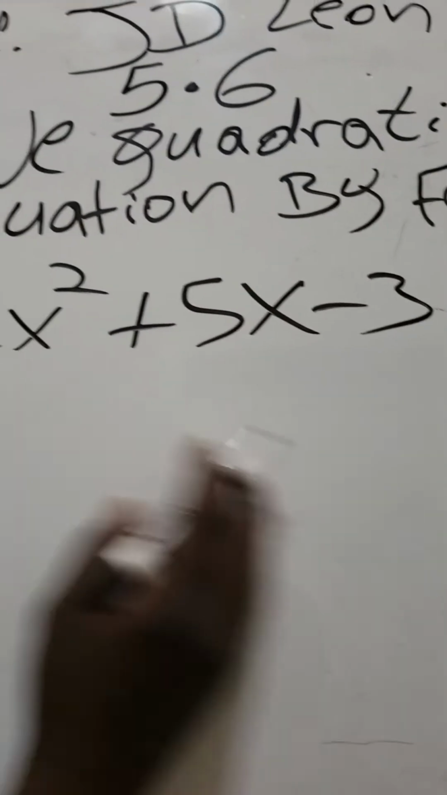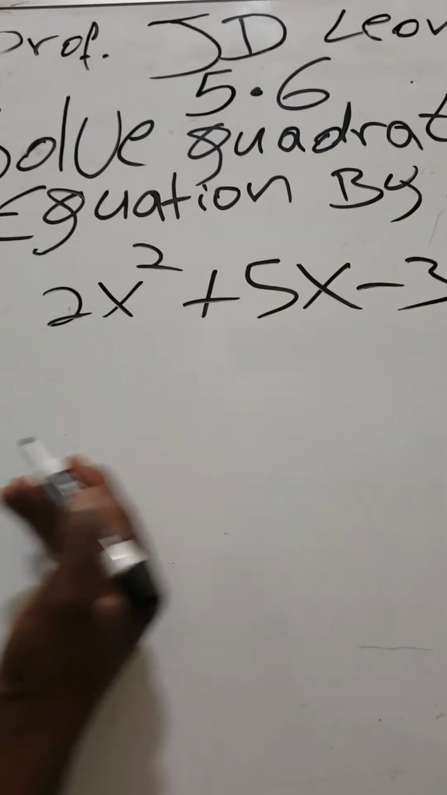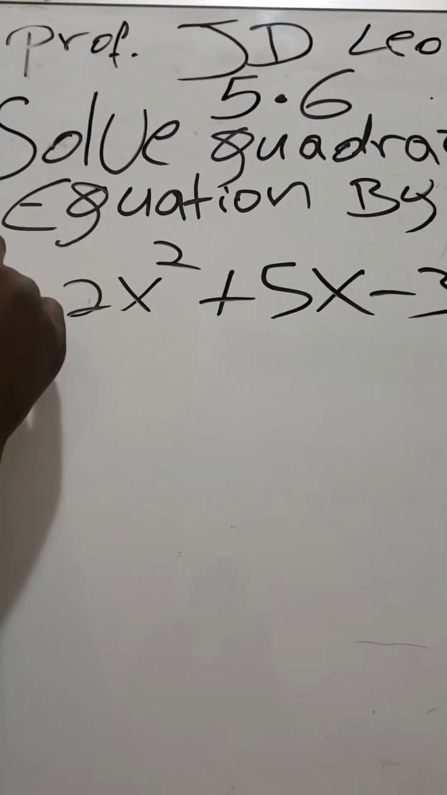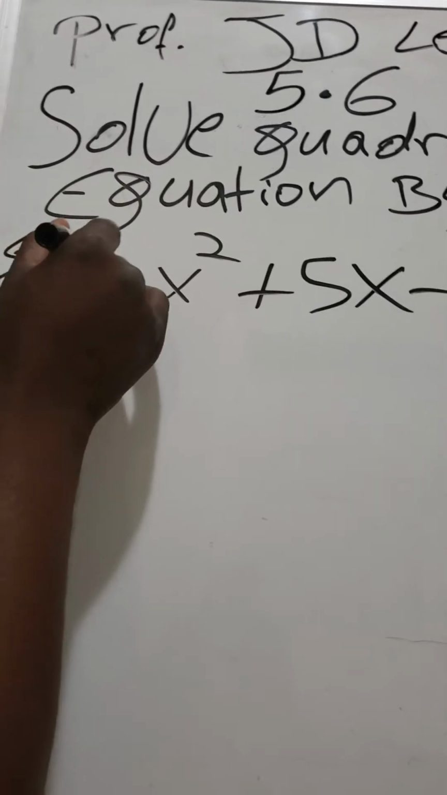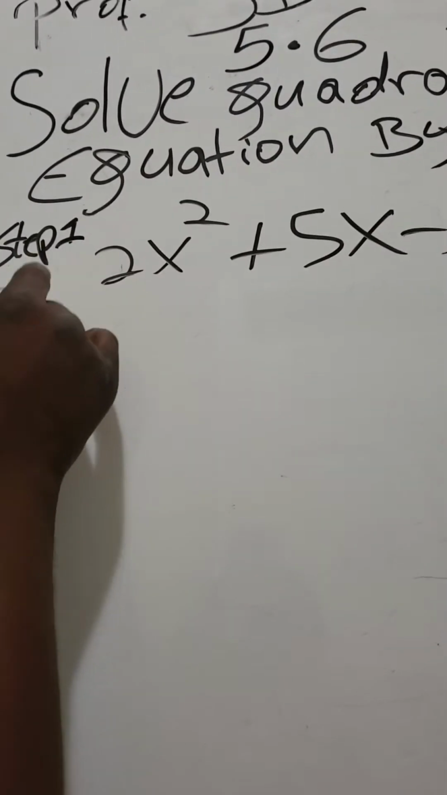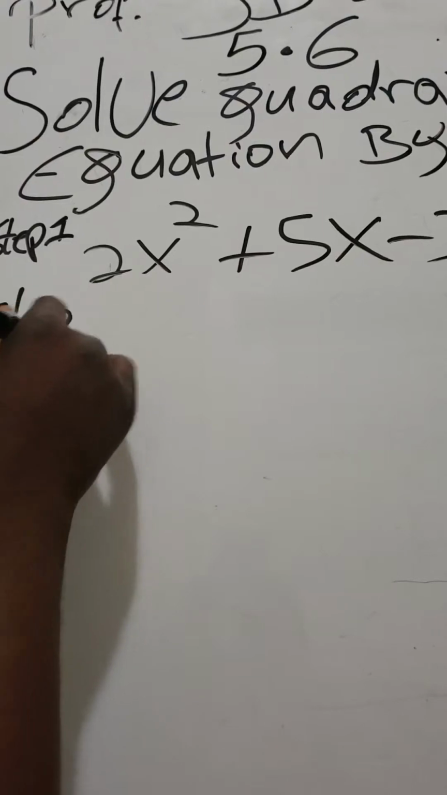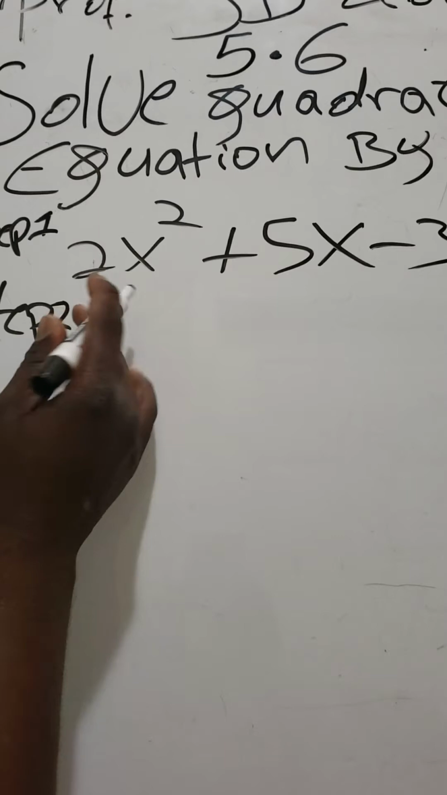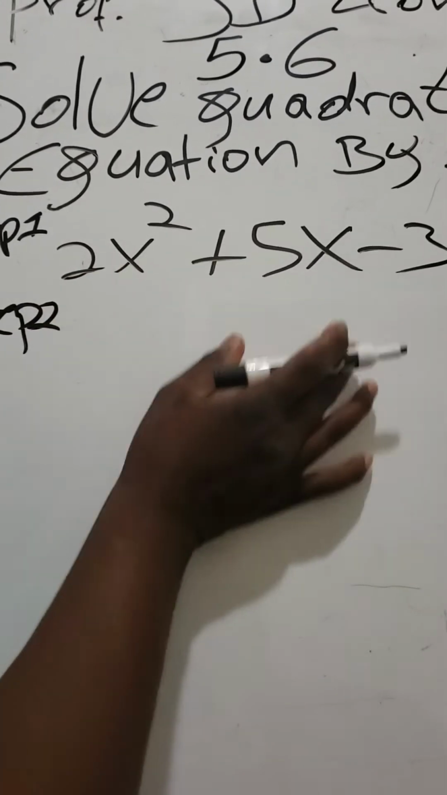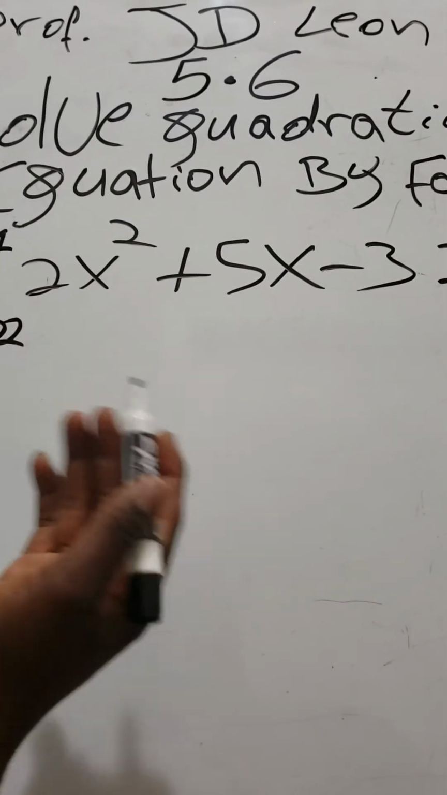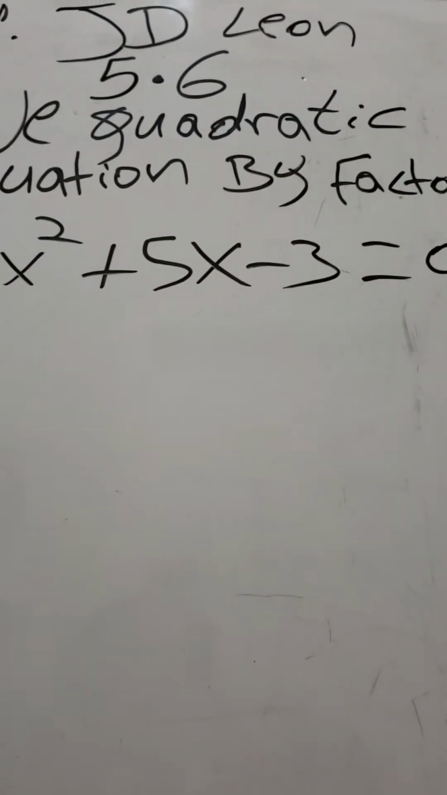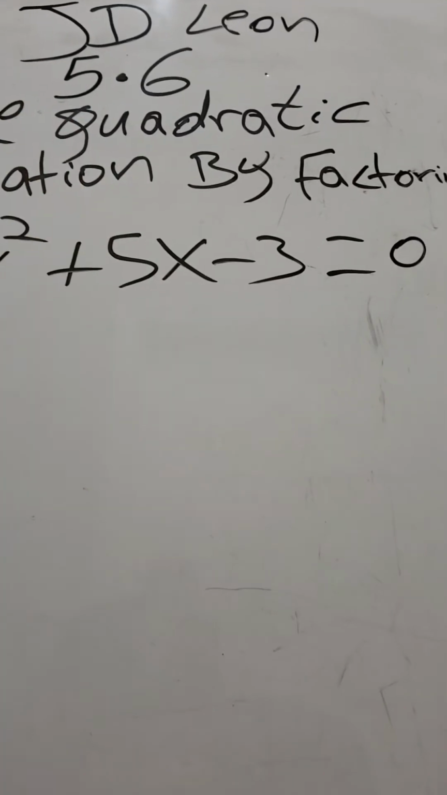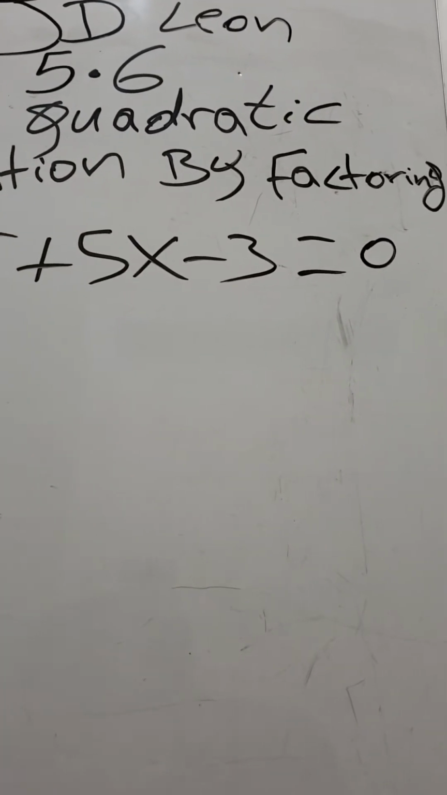All right. So the first step is to set it equal to 0, but this one already equals 0. So step one is taken care of already. Step two is to factor the quadratic. Step two, factor the quadratic. With this, you can't use grouping. There's no GCF. But you could either use trial and error, the AC method, or you could use the AC method.